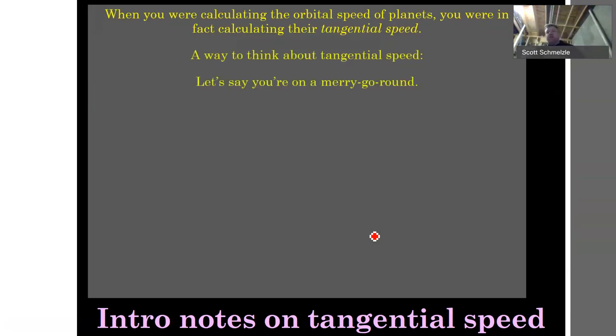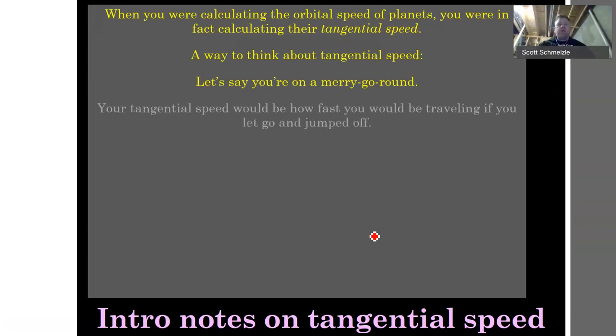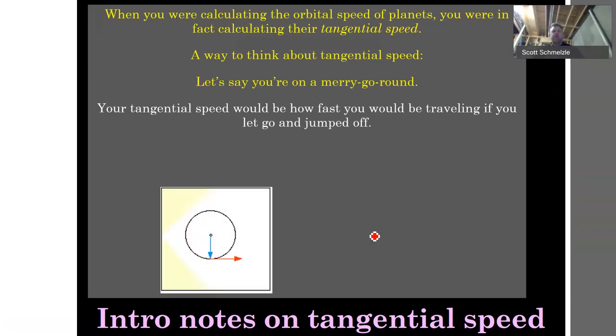Another way is off a merry-go-round. If you ever tried to jump off one as a kid, then you've experienced tangential speed. You could also think of it as that swing set we were talking about last chapter, and you jump off. Now, if there was no gravity, that'd be absolutely perfect because you would see that concept of tangential speed. Your tangential speed would be how fast you would be traveling if you let go and jumped off, similar to this.